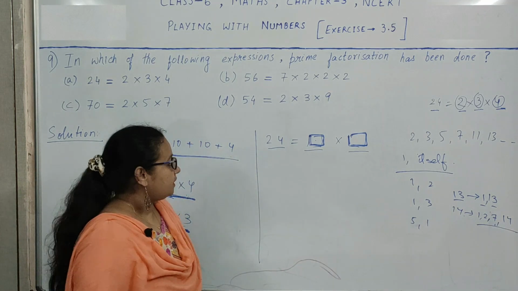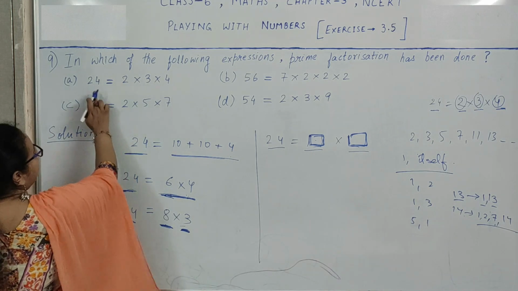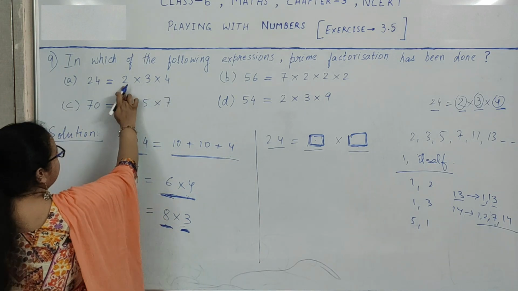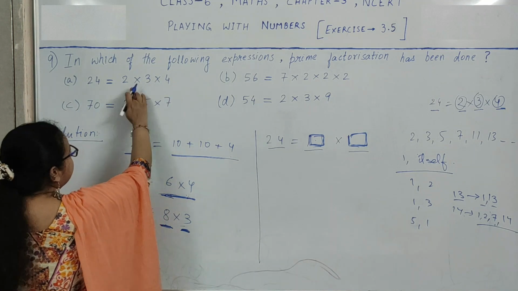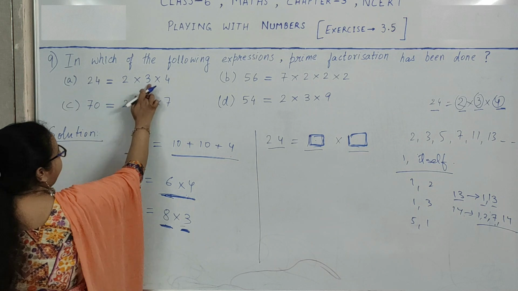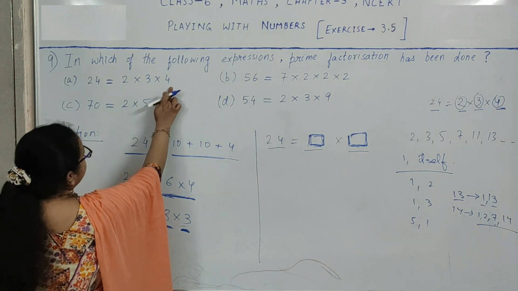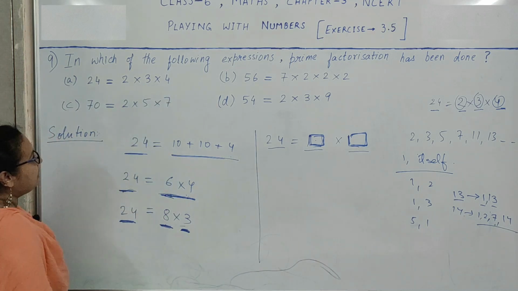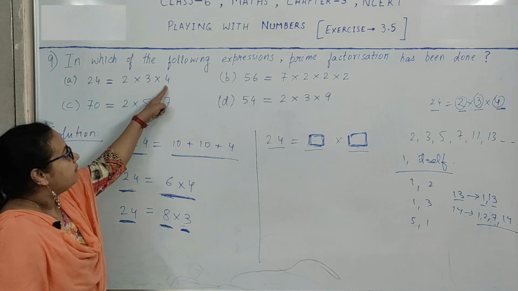Okay, so let us see. 24 is written as 2 multiplied by 3 multiplied by 4. So 2 3s are 6, 6 4s are 24. Yes, the number is factorized. But see, these are the factors of 24. Are all the factors prime numbers? No, 4 is not a prime number. It means this number is not prime factorized. Prime factorization of this number is not done because all the factors are not prime numbers.